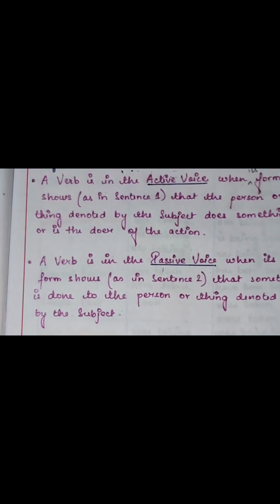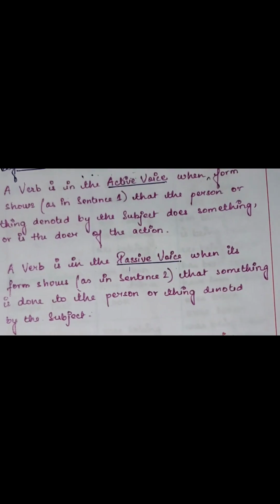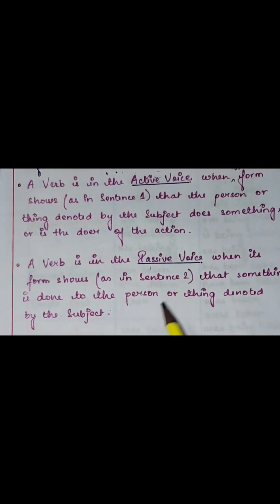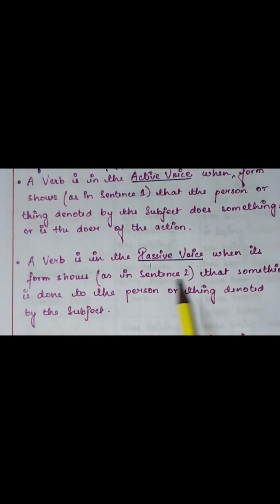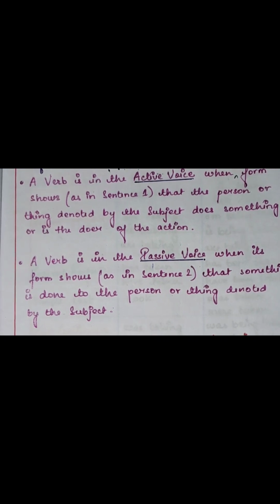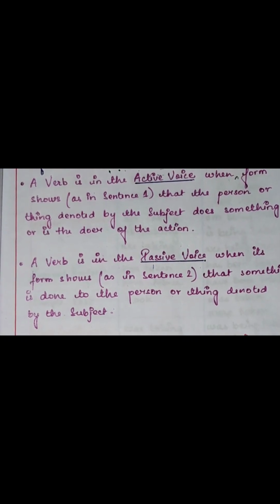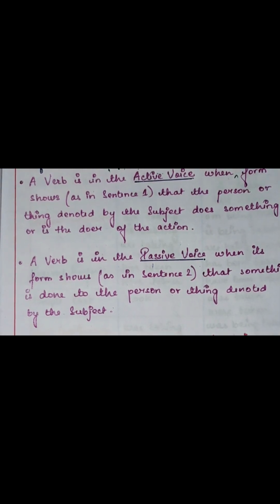The next, passive voice. A verb is in the passive voice when its form shows, as in sentence 2, like Gary is helped by Henry, that something is done to the person or thing denoted by the subject. That time the subject is becoming the object and the object is becoming the subject. So here it is like the object has been done something by the subject. That time we say that it is in passive voice.